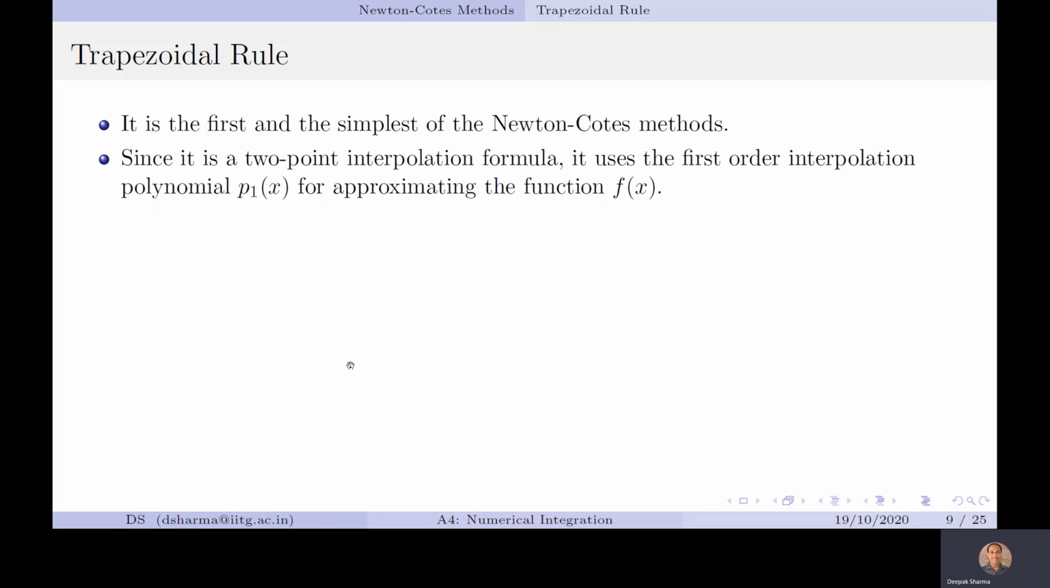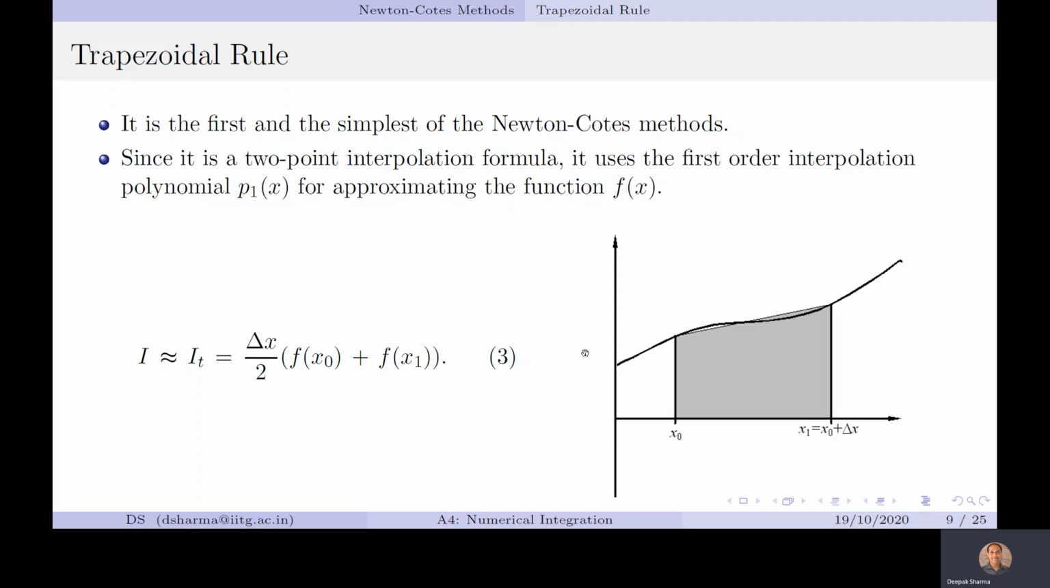This method we have already learned earlier, and it is the first and the simplest form of the Newton-Cotes method. It uses 2 points. So since it is using 2 points, it can interpolate a first order degree polynomial. Now let us look at the figure on the right hand side. We have say x0 to x1.